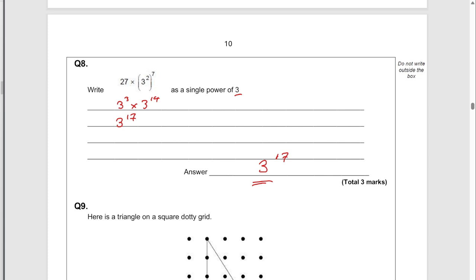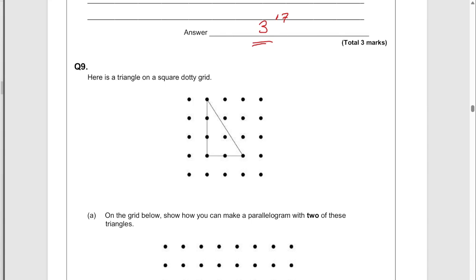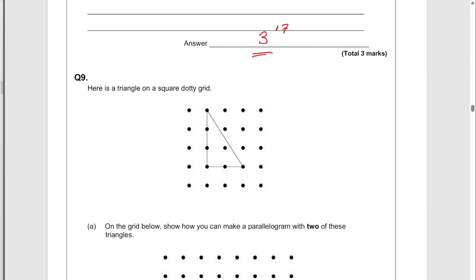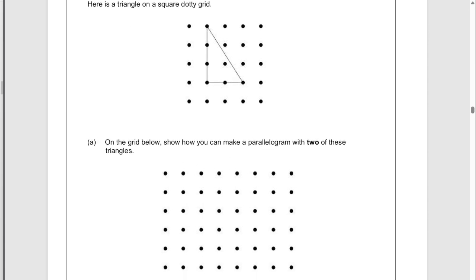Right, question 9 was generally done quite badly. The first part wasn't too bad. Students struggled with the second two parts though. There is a triangle on a square dotted grid. On the grid, show that you can make a parallelogram with two of these triangles.